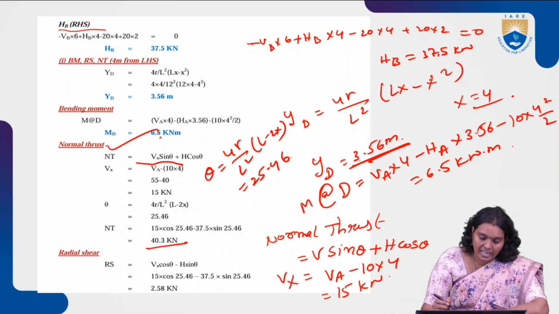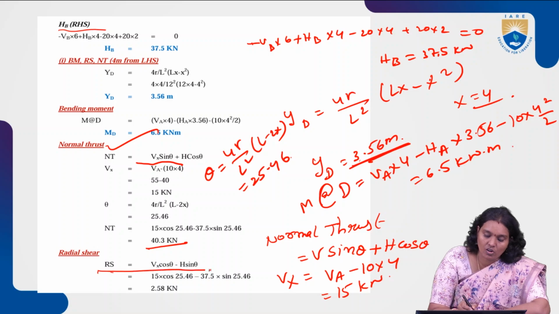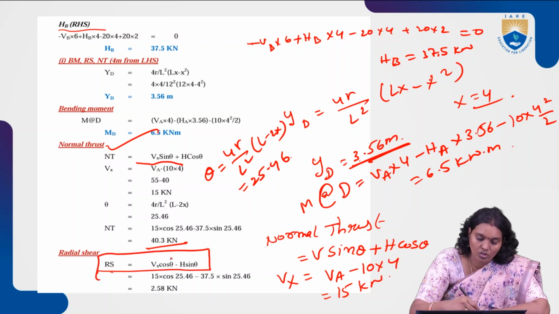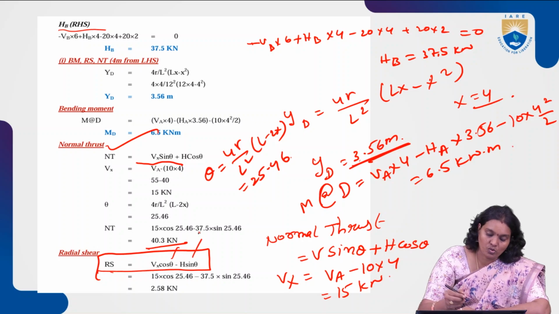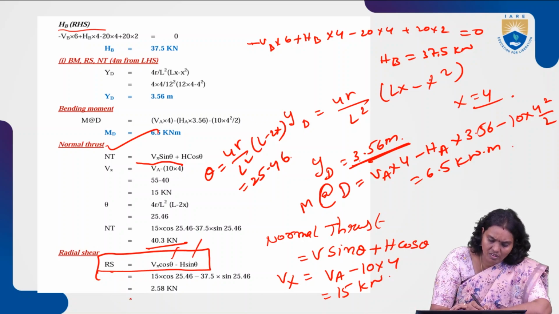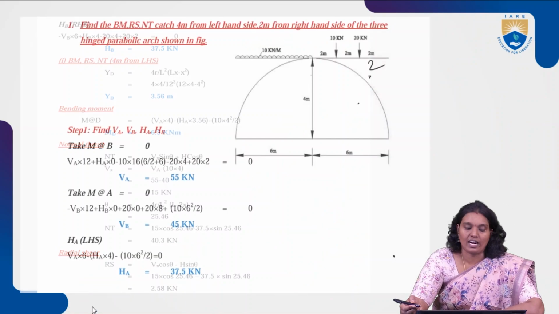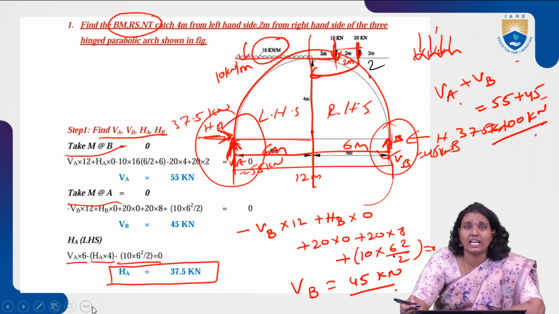In the radial shear, we also know the formula: Vx cos theta minus H sin theta. We know all the parameters, and after substituting all the parameters and calculating, we will get this radial shear equal to 2.58 kilonewton. Like this we are understanding symmetrical and non-symmetrical load conditions.